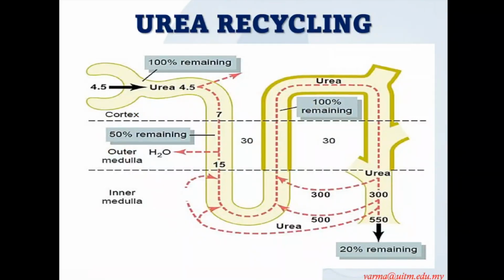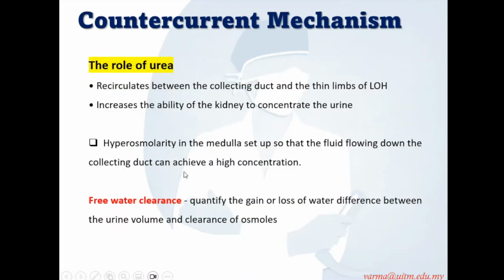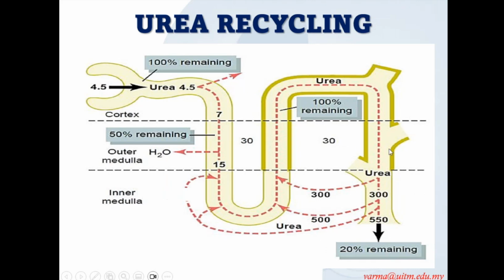I don't want to explain too much on it. Okay, urea recycling is important. It recirculates between the collecting duct and the thin limb of Henle. It increases the ability of the kidney to concentrate the urine. If you are able to mention the differential permeability of urea at the collecting tubule and thin limb of the loop of Henle, similar to your water, that is enough.